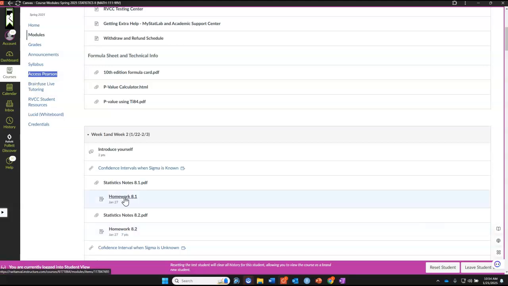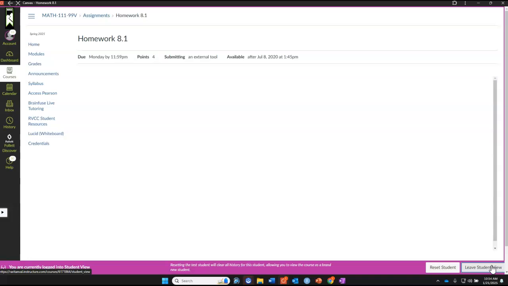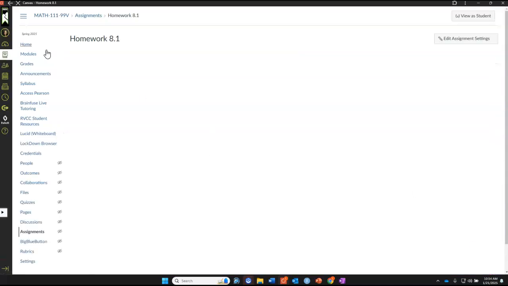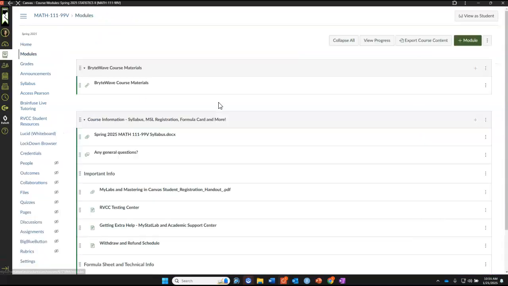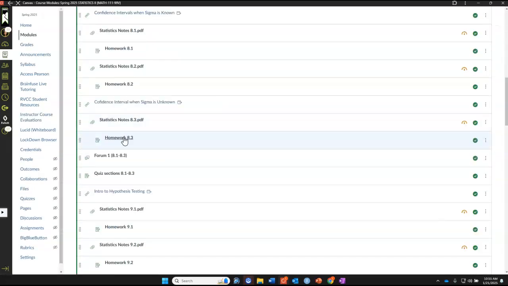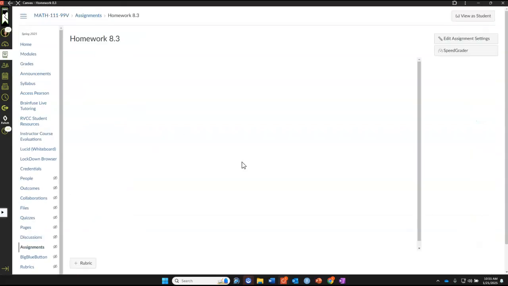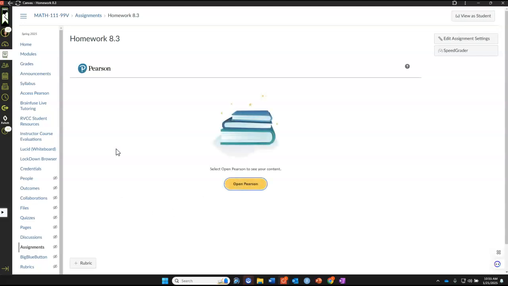When you click a homework, I have to leave student view, sorry. I gotta get out of student view for this to work. All right, when you click a homework, the homework will sync directly into Canvas. Open Pearson. Just takes a minute.